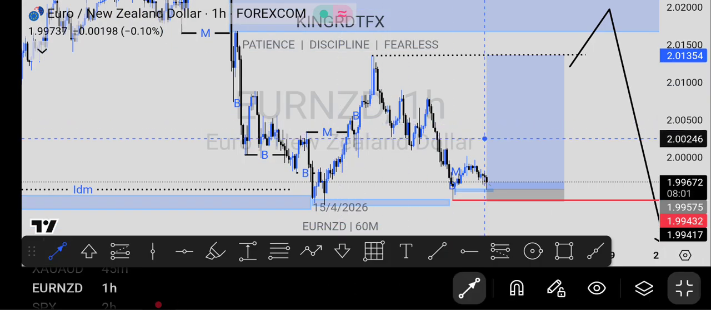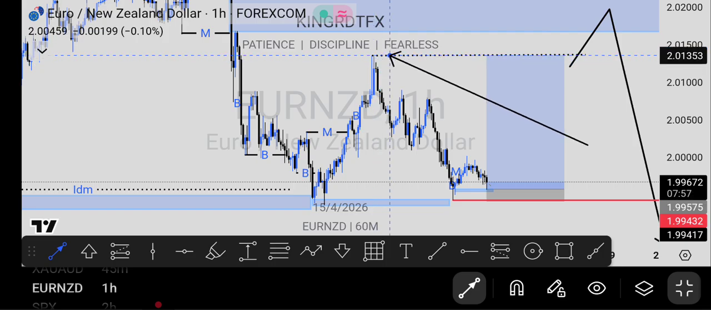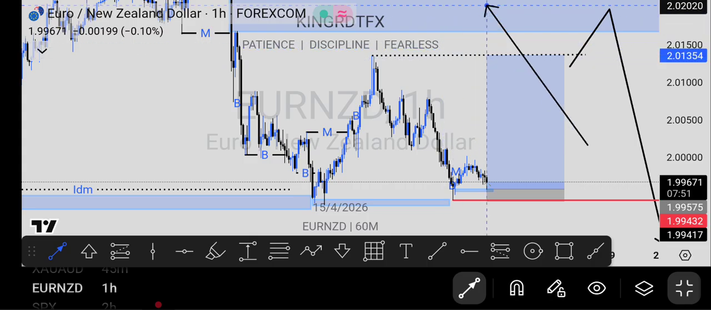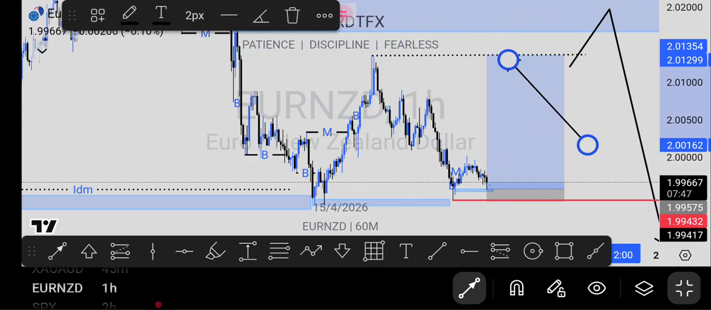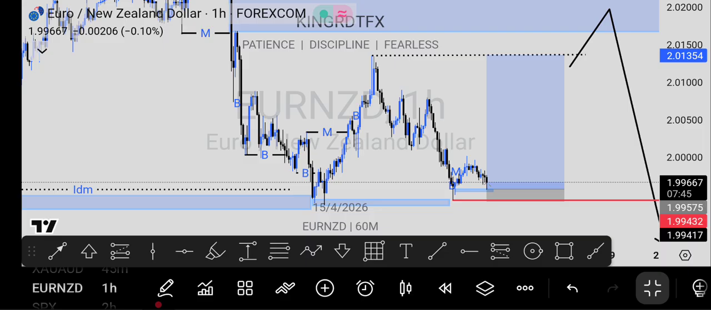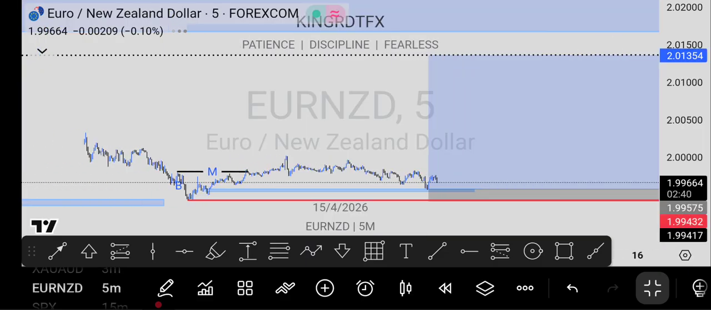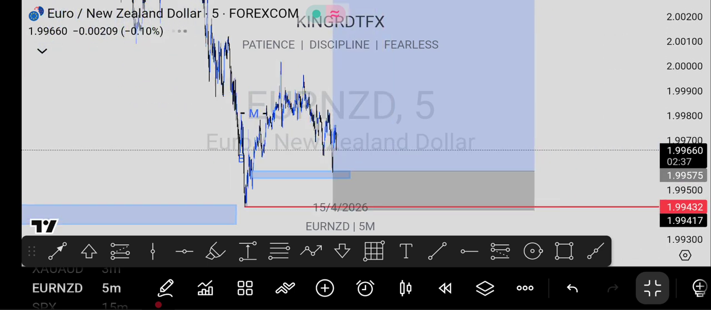And I'm targeting this liquidity right here, right? This liquidity that has to be taken out. I'm targeting it, right? Let me go back to the 5 minutes. You see, price is coming down.